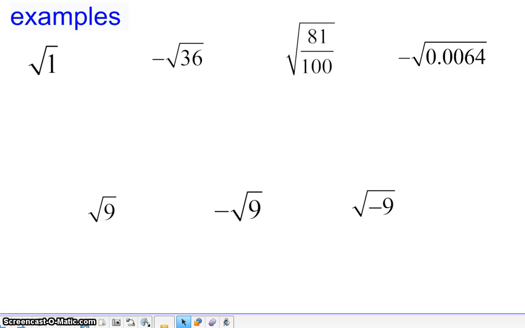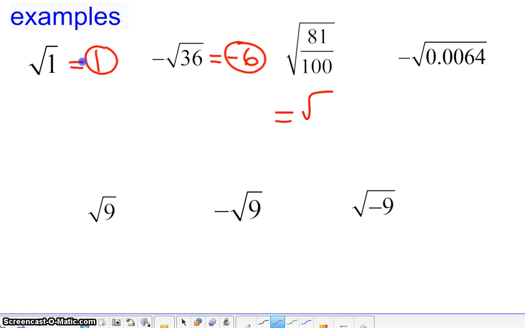So now let's practice a couple examples. The first one, taking the square root of 1. Again, using the principal square root, the answer is 1. The next one is a negative square root, because the negative is on the outside, and the square root of 36 is 6. So those are both our answers for the first two. The next one, whenever you have a fraction, you may divide that separately. So you can get the square root of 81 and the square root of 100.